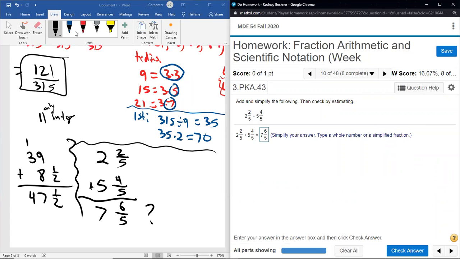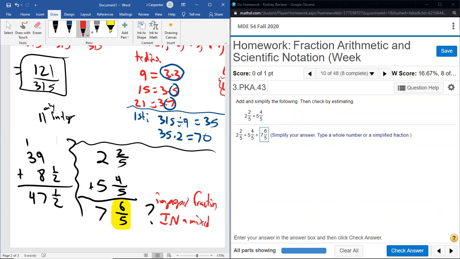What did we do wrong? Well, here's what's wrong. This is a mixed number, 2 2/5, 5 4/5, so the answer should be a mixed number still, but it's not mixed properly. This right here is an improper fraction, and it's in a mixed number. That's a no-no. You cannot have an answer that has an improper fraction in a mixed number. You either need just an improper fraction or you need just a mixed number.